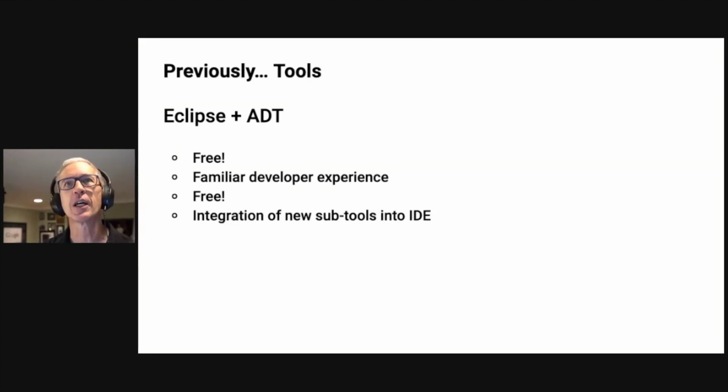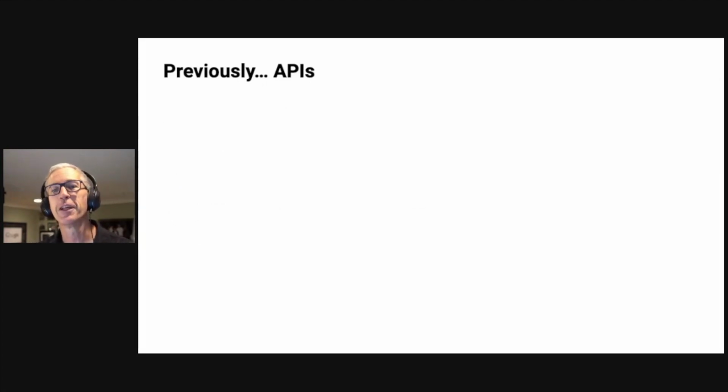There was the ability to integrate other tools. So there were lots of different tools that we were writing for memory management, for performance, and obviously the code writing, debugging, like all this stuff that an IDE does, and we could integrate those into a single tool. And then finally, it was free. So that was nice. On the API side of classic Android development, we basically had the platform, right?